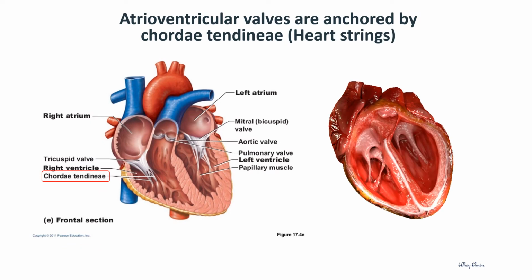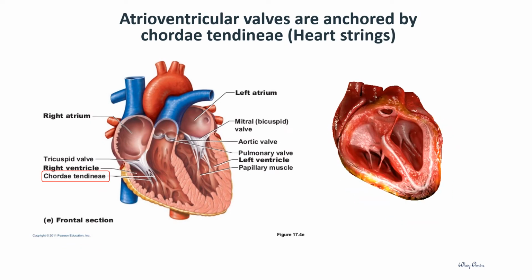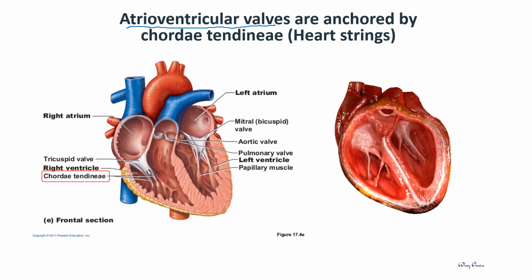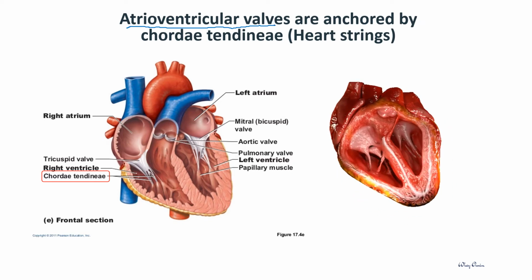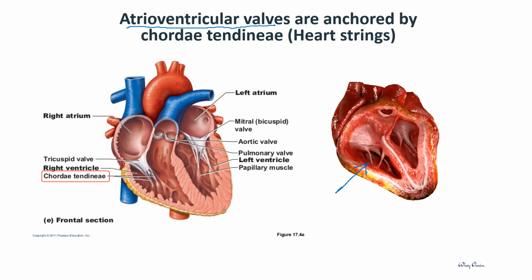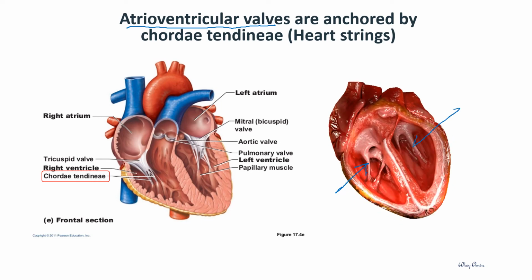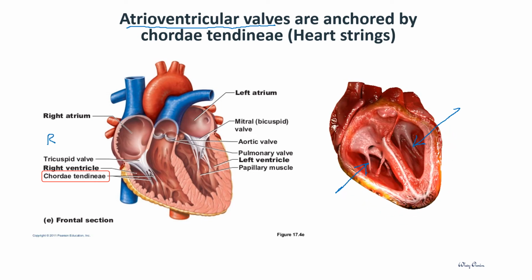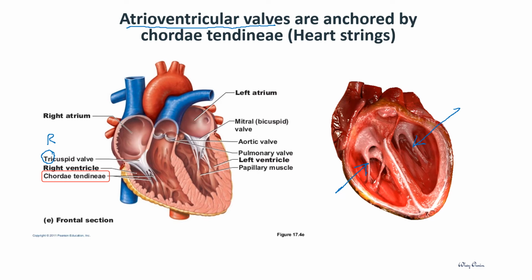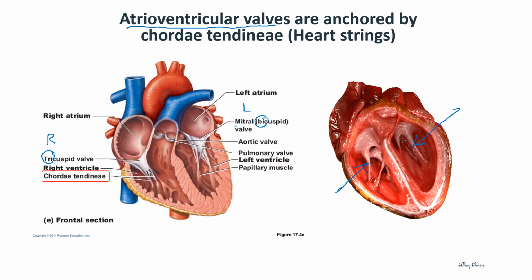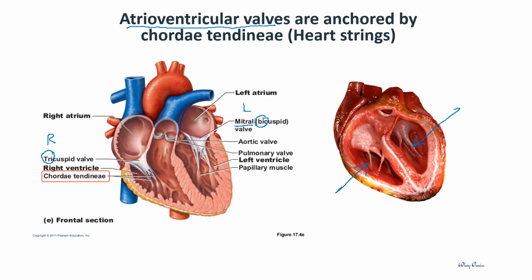Among the four valves of the heart, only the atrioventricular valves are held in position by chordae tendineae, which are the heartstrings of the heart. It can be observed in this GIF or in the picture shown here. So on the right-hand side, we have the tricuspid valve, and on the left side, we have the bicuspid valve, or another name for the bicuspid valve, which is the mitral valve.